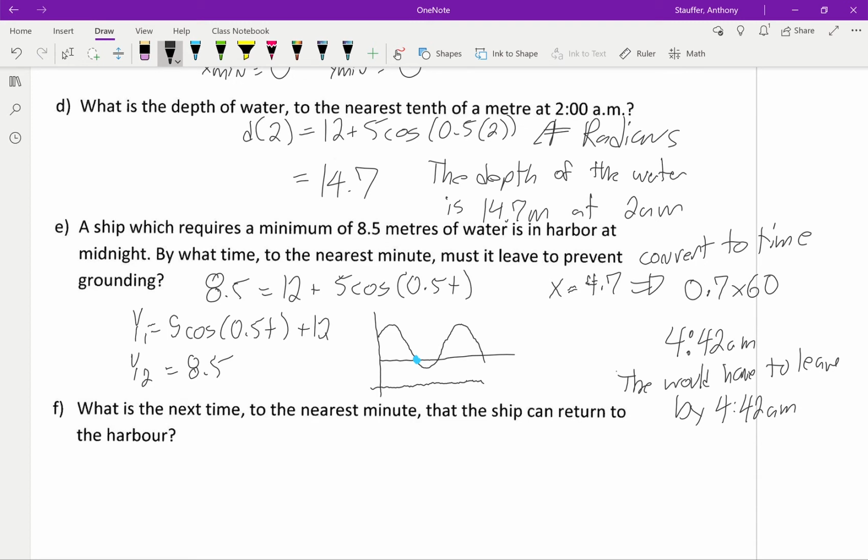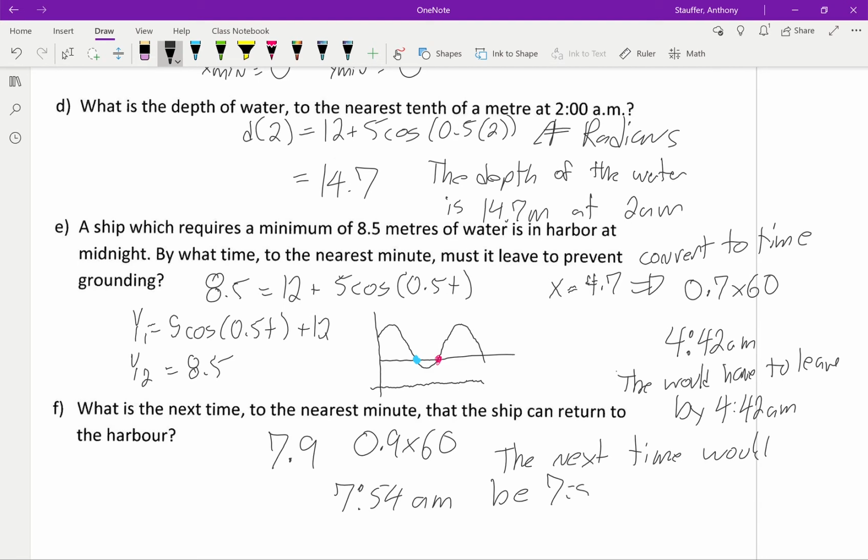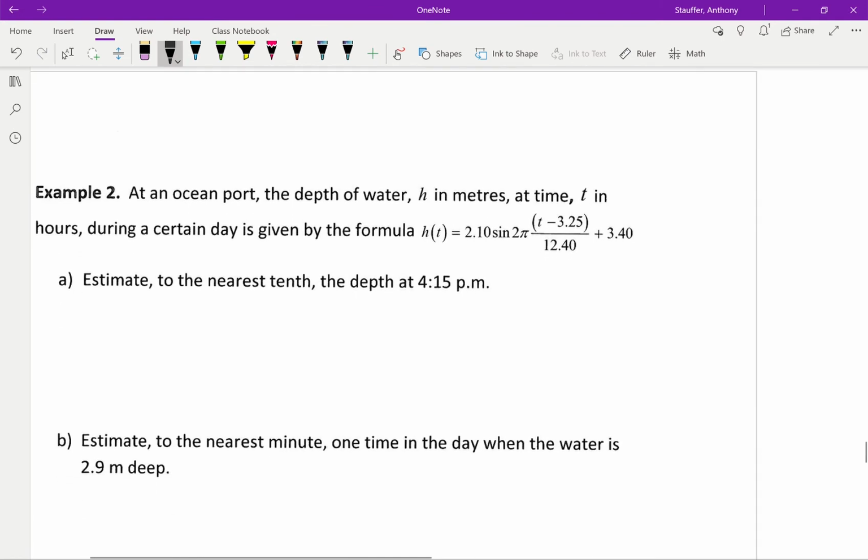What's the next time that the ship can return to the harbor? So we look for that next intersection right there, and we find that that happens at 7.9. I need to figure out what the time is, so I go 0.9 times 60, and that gives me 7:54 a.m. So the next time would be 7:54 a.m. Moving on to the next question.